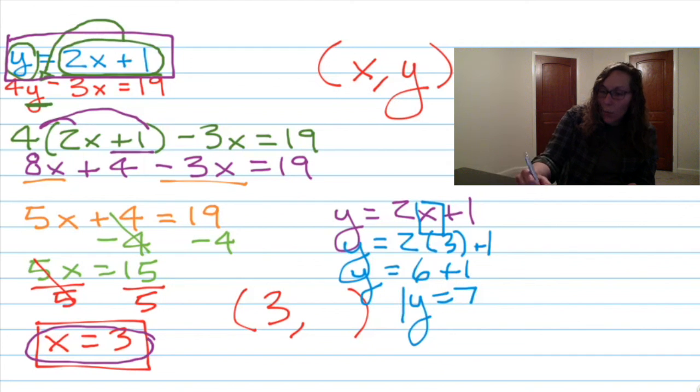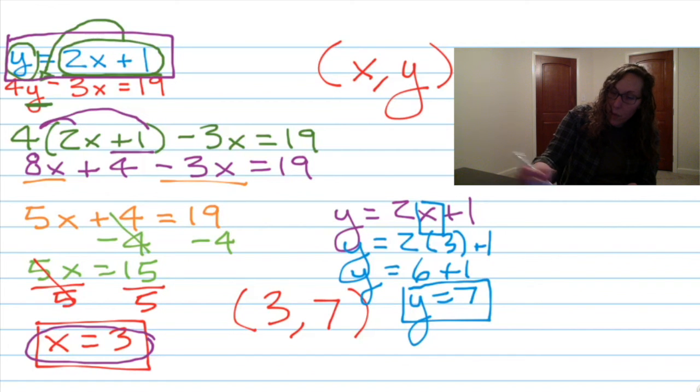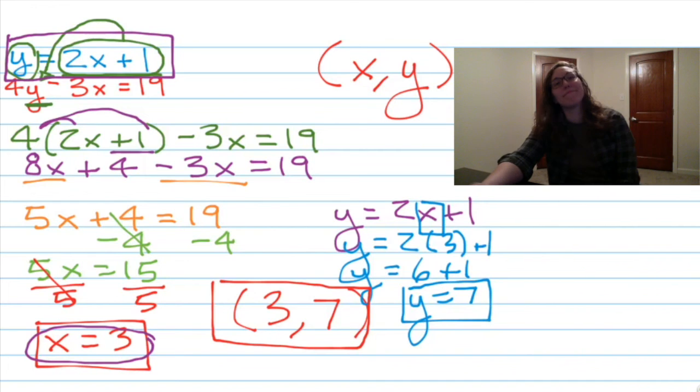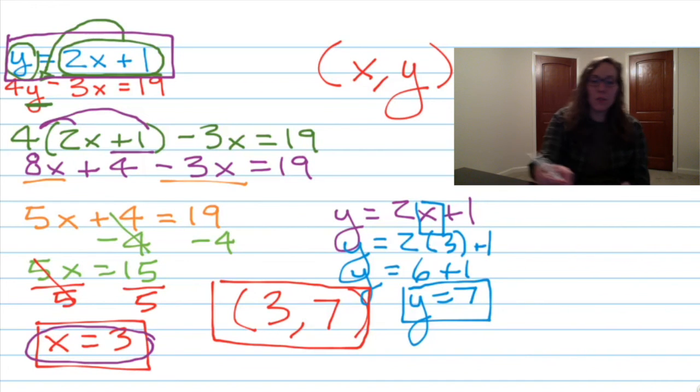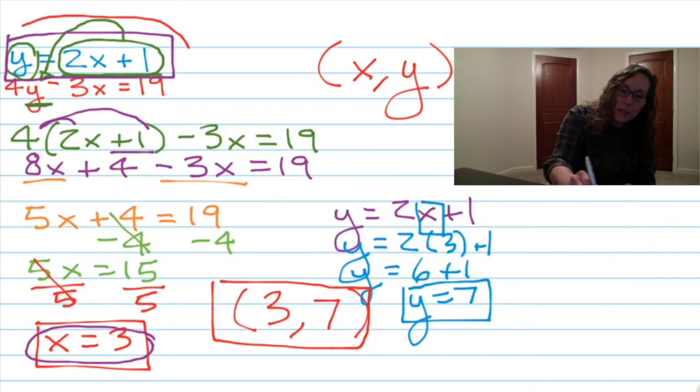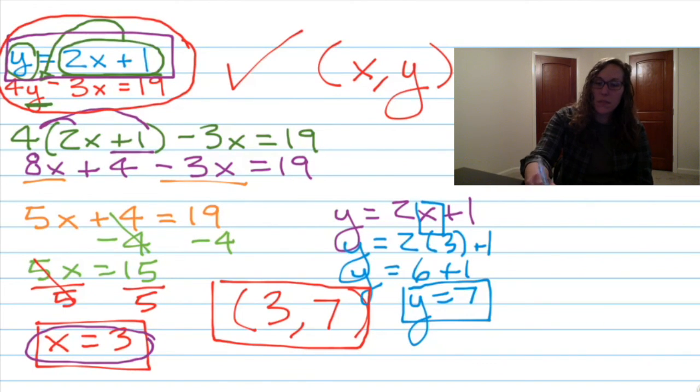So again, y equals 7 is not my answer. x equals 3 is not my answer. The answer is my ordered pair, 3, 7. And that is the answer to this entire system of equations right here that we just solved using substitution.